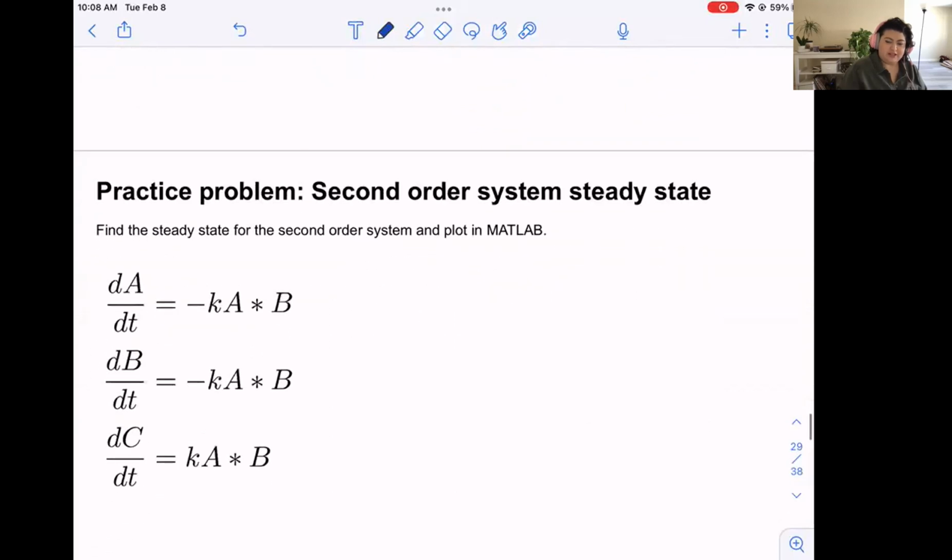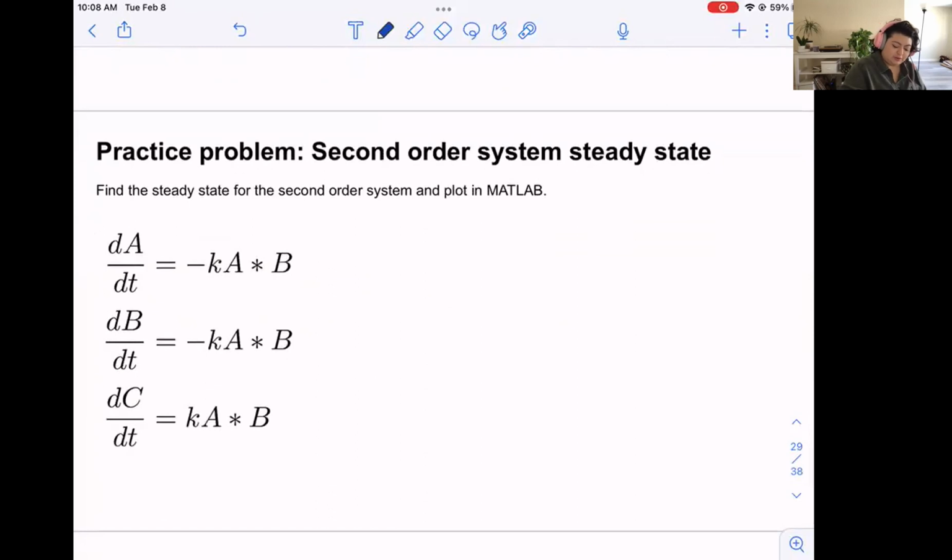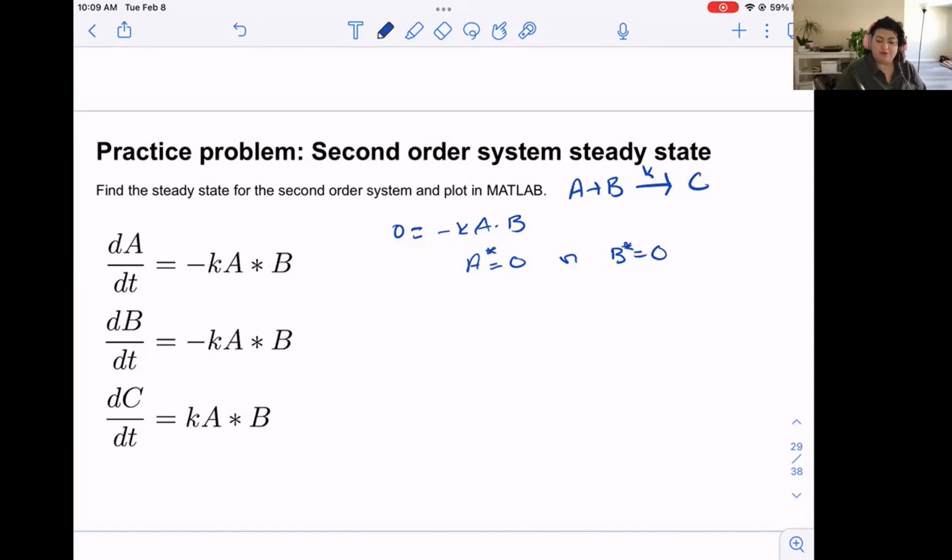Let's try and find the steady state for the second order system. This was the one where we have A plus B goes to C. We would do the same thing. If we wanted to find the steady state for A, then we set the derivative for A equal to 0, and we would solve this in the same fashion. Either A is 0 or B is 0. So these would be our steady states, and we put an asterisk. I think it is common to put an asterisk to signify steady state. I've also seen a steady state equal to 0, like that, or B.